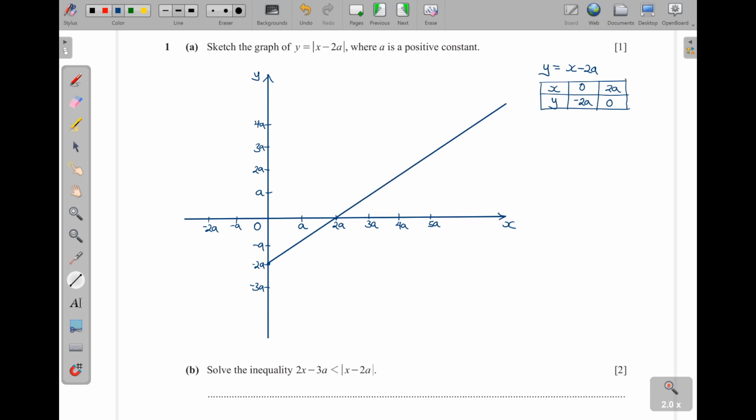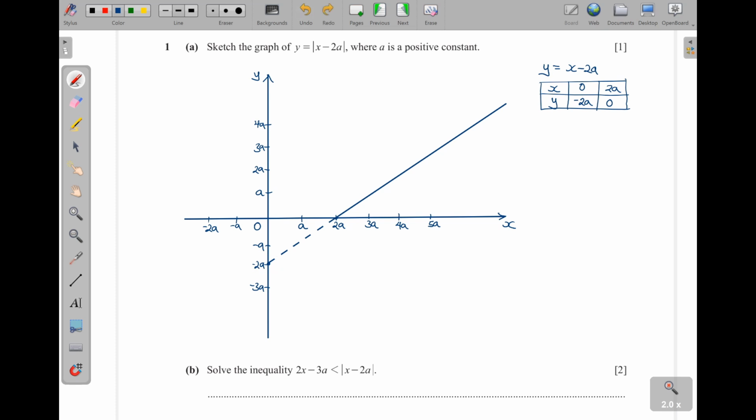But then, since this is modulus, we are supposed to deal with the positive part of the graph. So this one that goes beyond the x-axis, we actually make it dotted, or you even rub it off completely. Then you reflect it in this x-axis. Now, when we reflect this one in x-axis, here it is cutting y-axis at negative 2a.